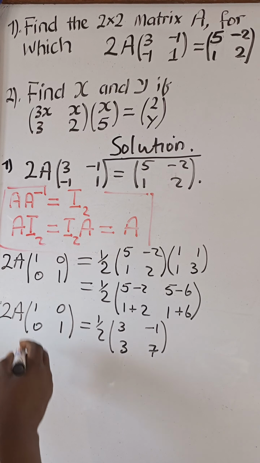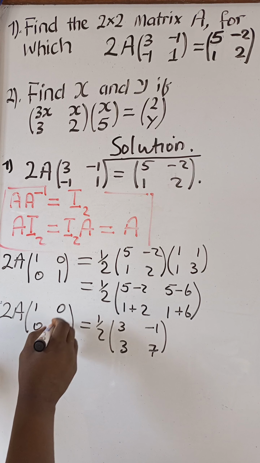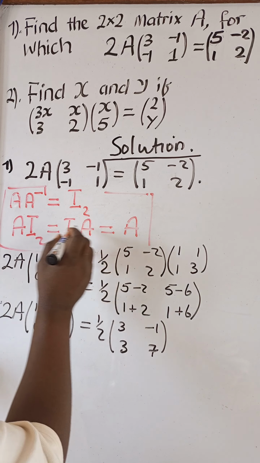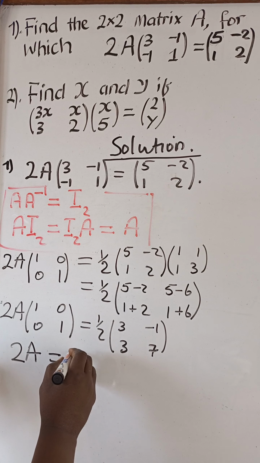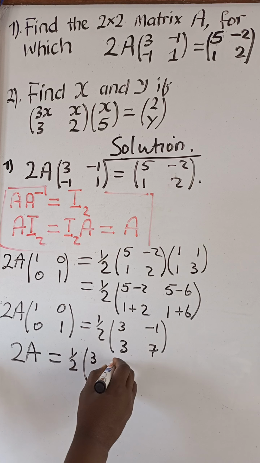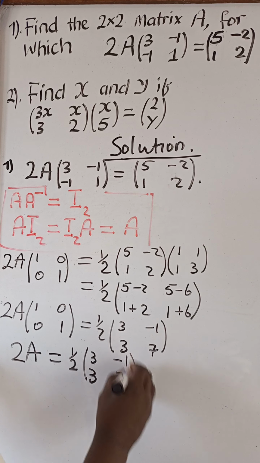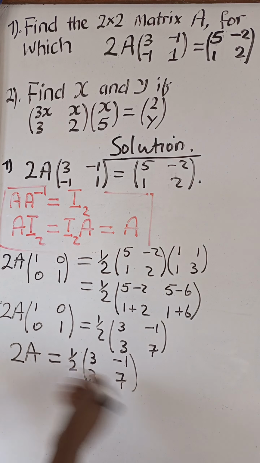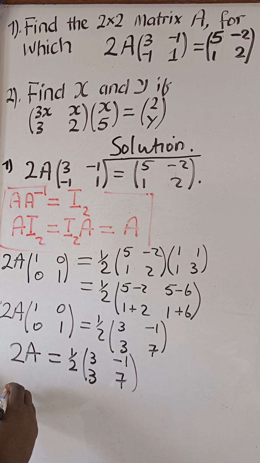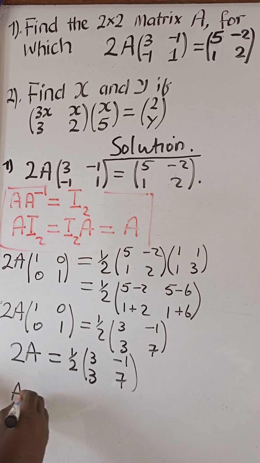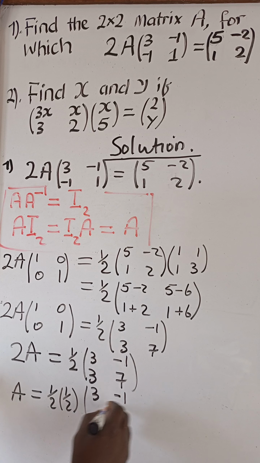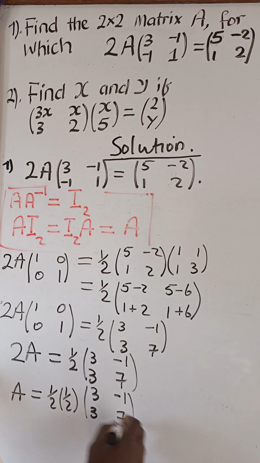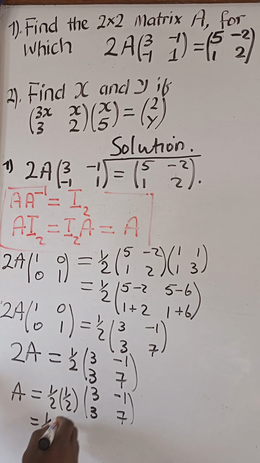Okay? Now, any matrix multiplied by the identity matrix is the same as the matrix itself. So this one just gives us 2a is equal to a half, 3, negative 1, 3, 7. So how do we get a? We divide both sides by 2. When we divide both sides by 2, we obtain a is equal to a half times a half, 3, negative 1, 3, 7, which is a 1 quarter, 3, negative 1, 3, 7.